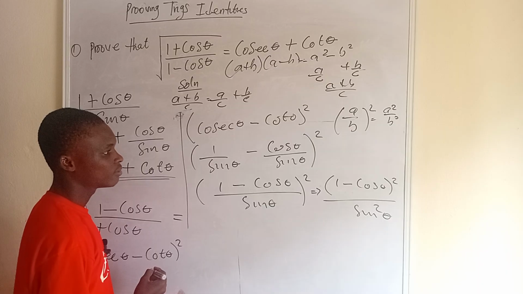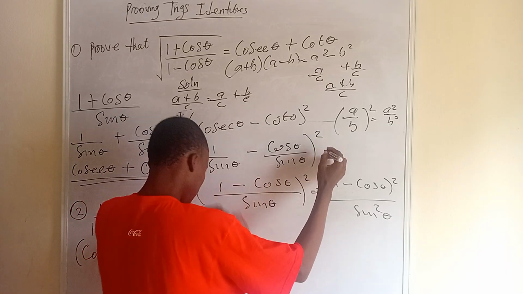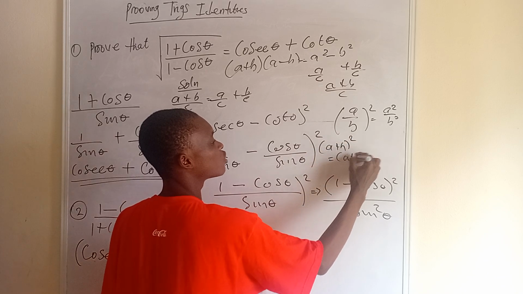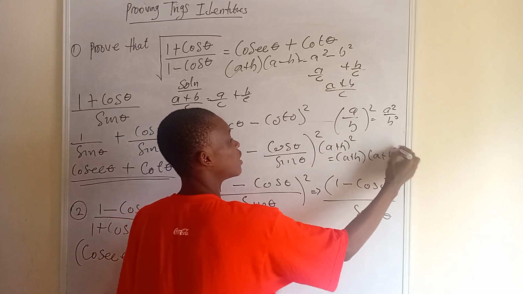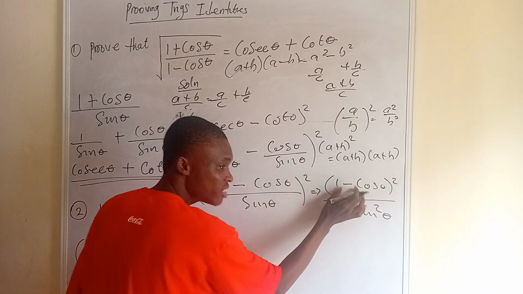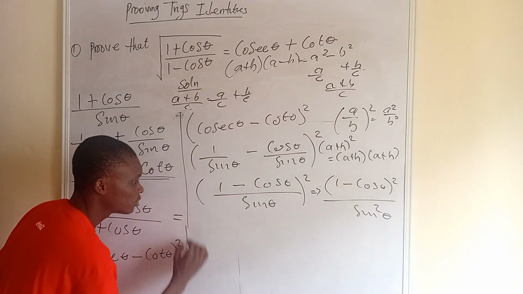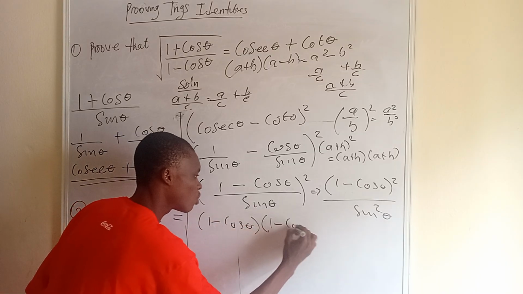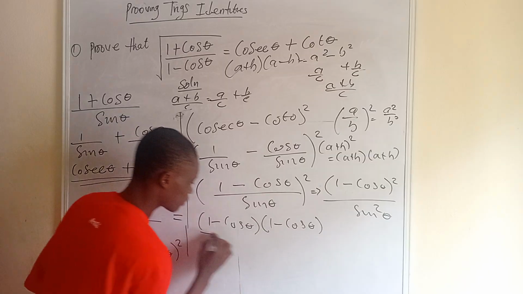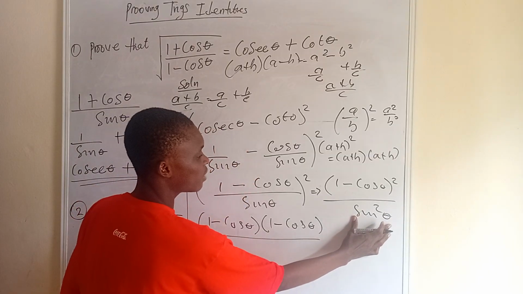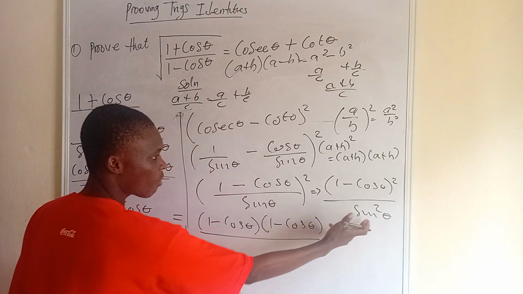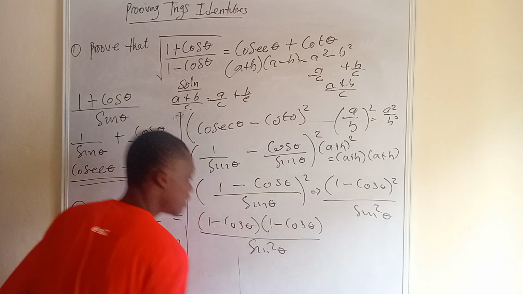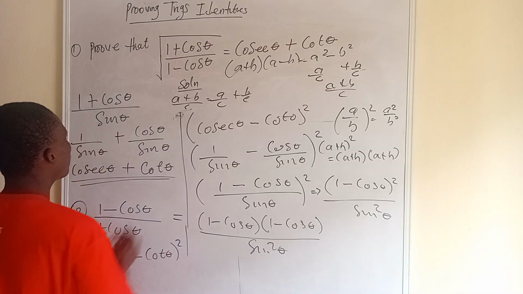All right. Remember that if we have a plus b all squared, this equals a plus b and a plus b. So from here, we'll have this same thing too. So this becomes 1 minus cos theta into bracket 1 minus cos theta all divided by sine square theta.